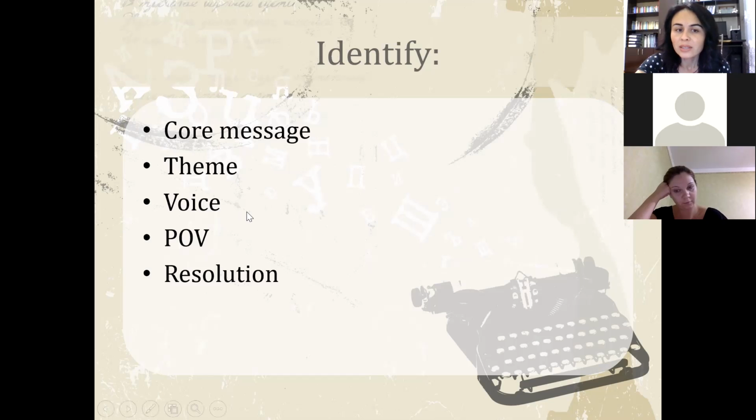And then you should identify voice. What is the voice? Is it a positive voice? Is it a commanding voice? Is it a negative one? Is it a sad voice? Is it an overpowering voice? So you should be able to identify what kind of, let's say, command this writing is giving to you. And then point of view. That's probably the easiest one. Is it the first person narrator? Third person? Is it limited or all-knowing? And of course, resolution, which means what happened?